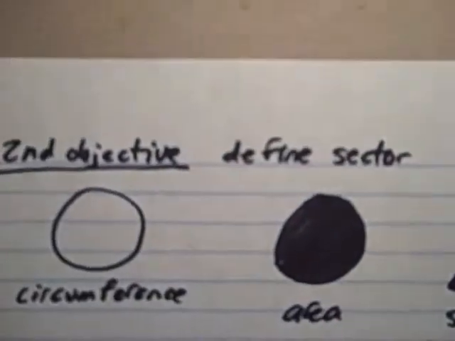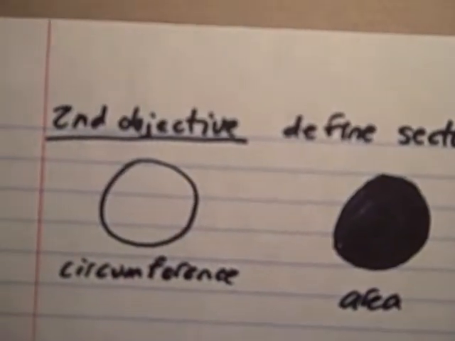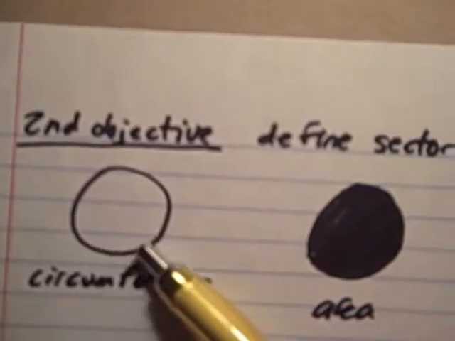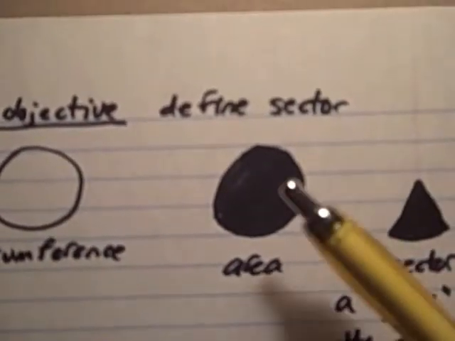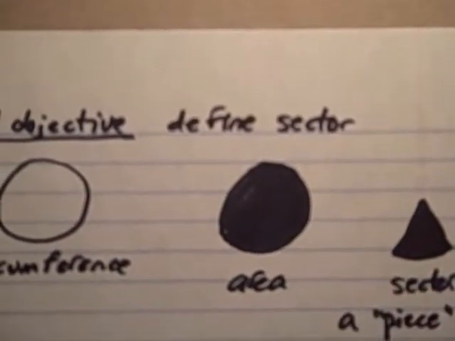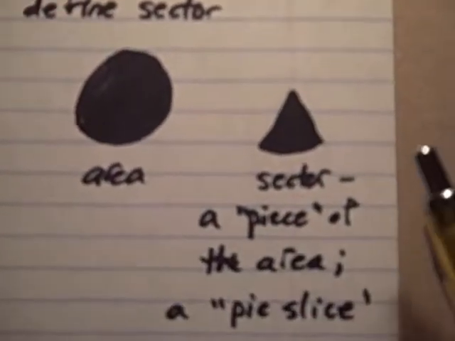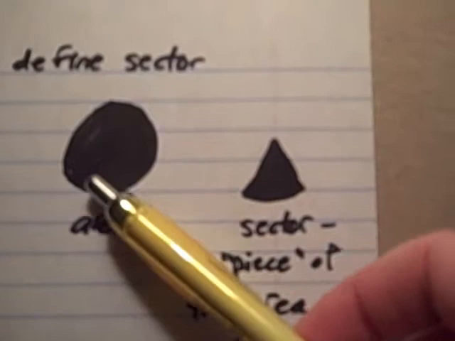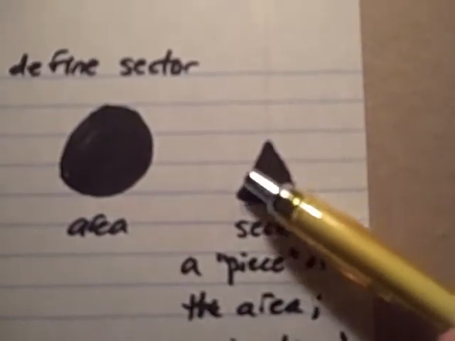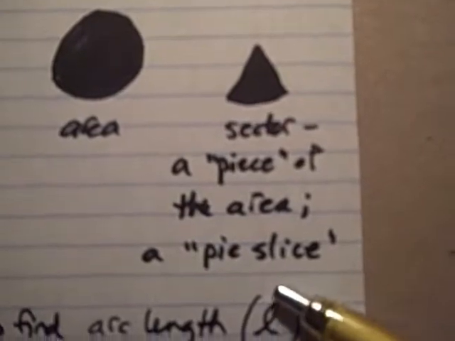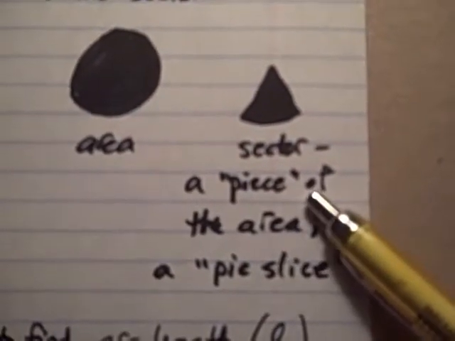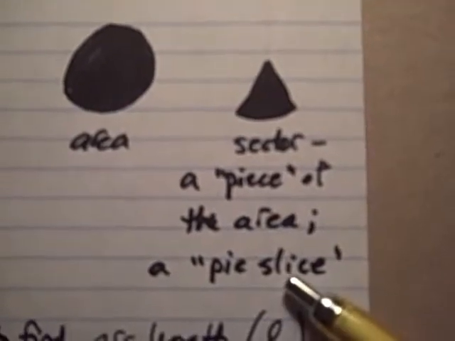Okay, so our next objective here, we're going to define what a sector is because we're being asked to find the sector area. So once again, reviewing, here's the circumference. It's the distance around the entire circle. Here's the area of a circle. It's the region covered by it, in other words, the interior. And a sector, then, is a piece of the area. So imagine that the area is like a pie. When you cut a slice of pie out, you're cutting out a sector. And a sector is a piece of the area. It looks like a pie slice.